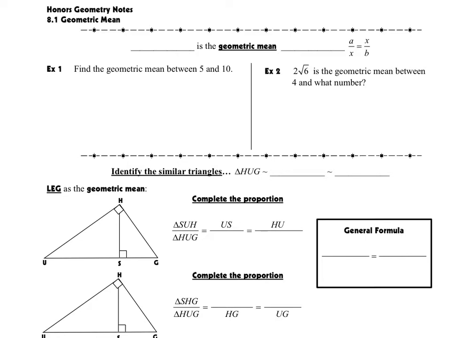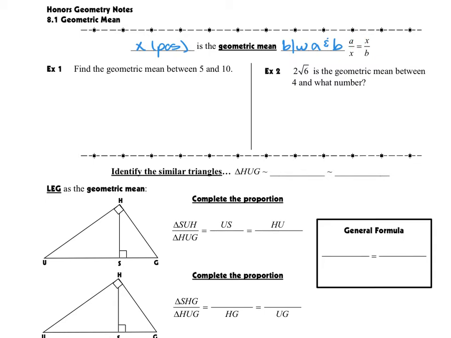So starting here on the top of the page, I have a definition for a geometric mean. So let's fill in those blanks. We are going to define the geometric mean as x, and a positive x that is, okay? X is going to be the geometric mean between A and B. And you can see here that I have this little formula. So this is our definition referring to this little proportion here.